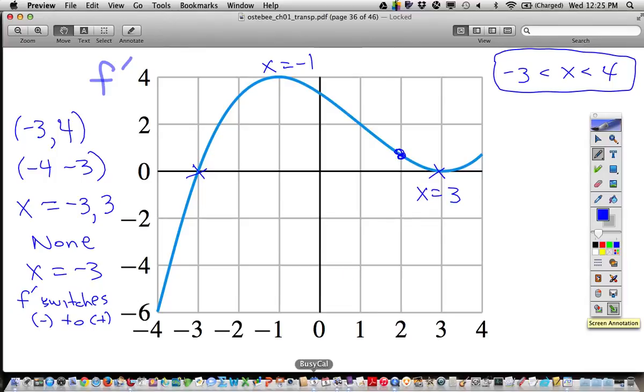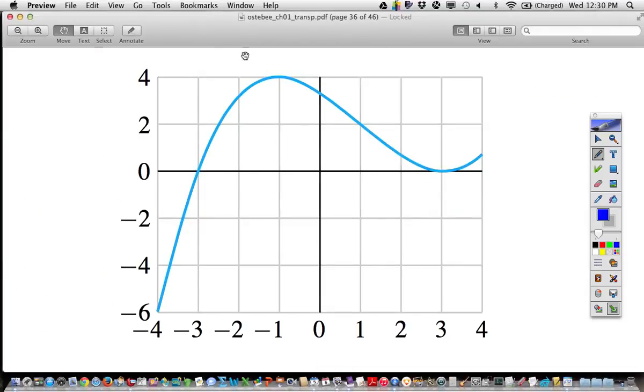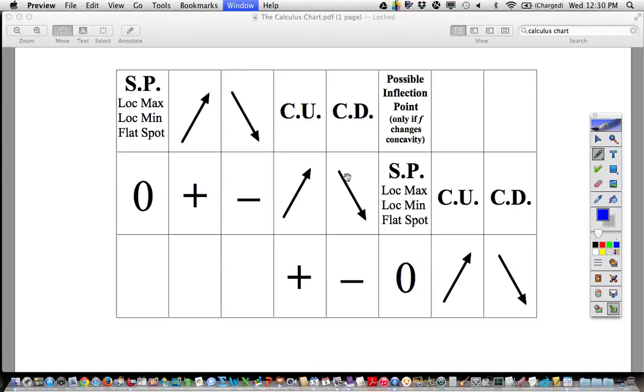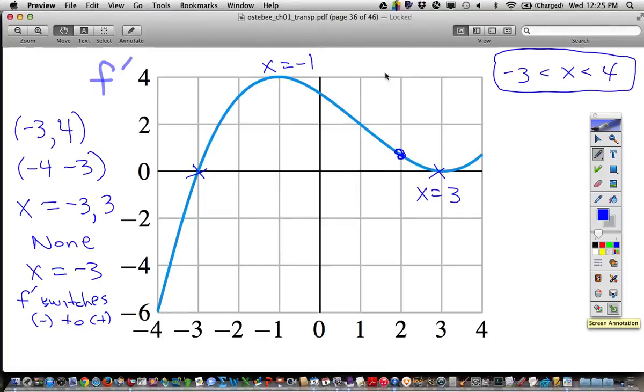Now, if we go back to our chart, the reason for that on the chart was that inflection points happen when you switch columns here, switch concavity. So therefore, F prime has to switch from up to down or down to up. Okay, well that happens at a local max or min. So if we go back to here, F prime is up, then down. F prime is down, then up. That means F will be switching concavity. So that is an inflection point.